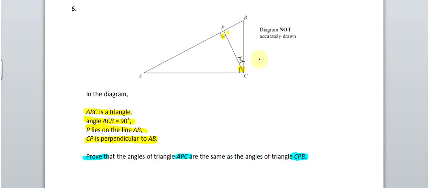Let's call that angle X. So angle PCB equals X. Therefore, angle PCA is equal to 90 minus X. And so that's 90 minus X.